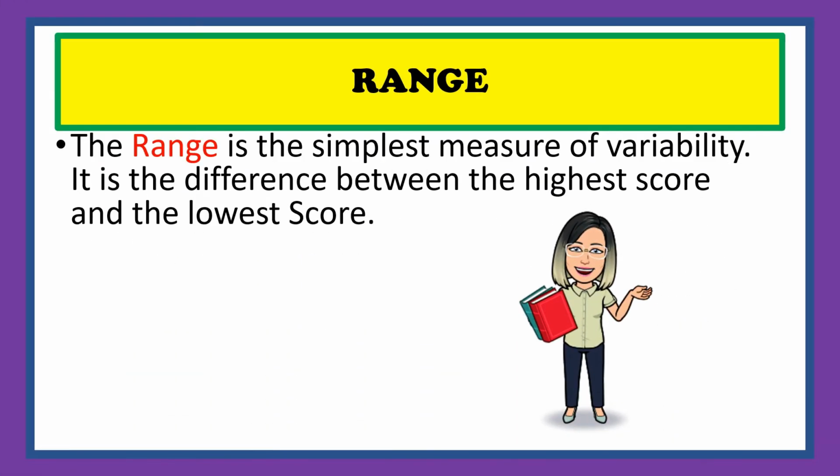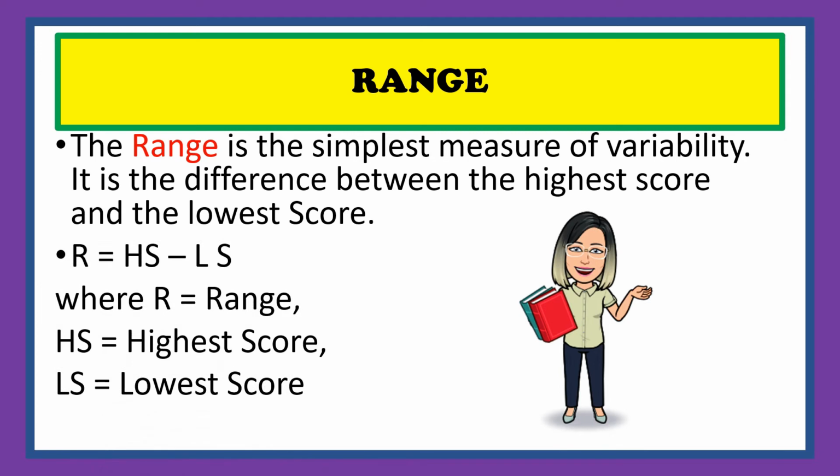Range. The range is the simplest measure of variability. It is the difference between the highest score and the lowest score. R equals HS minus LS, where R equals the range, HS equals the highest score, and LS equals the lowest score.